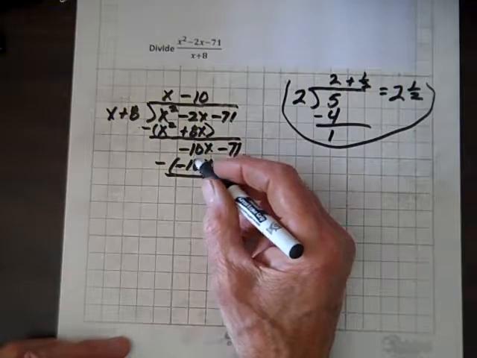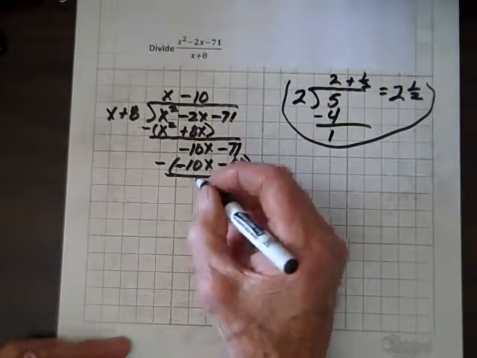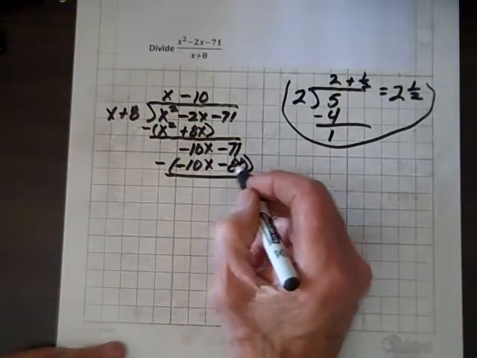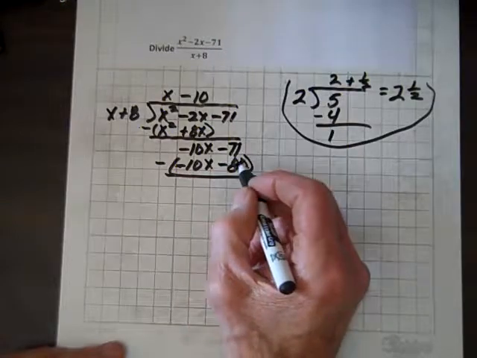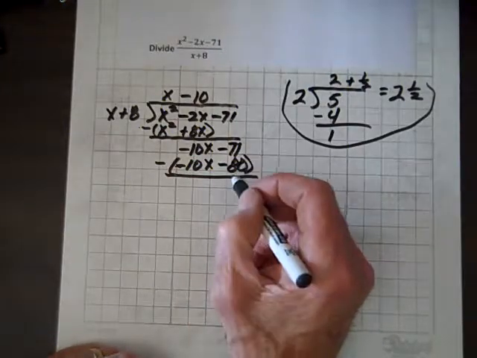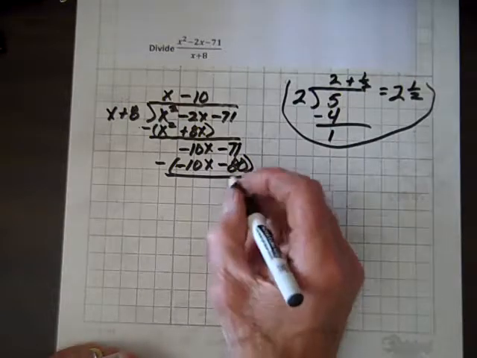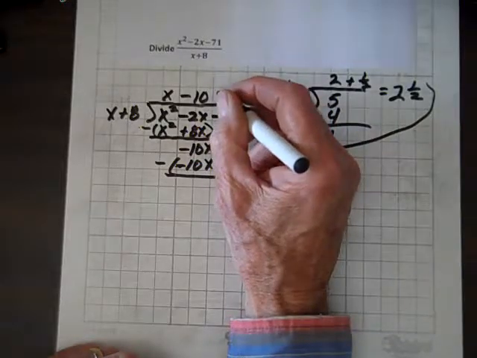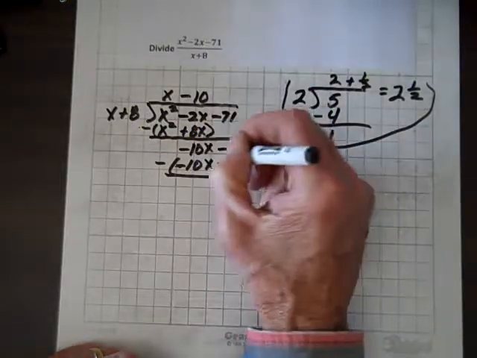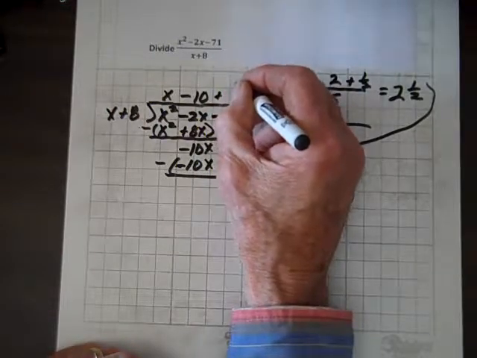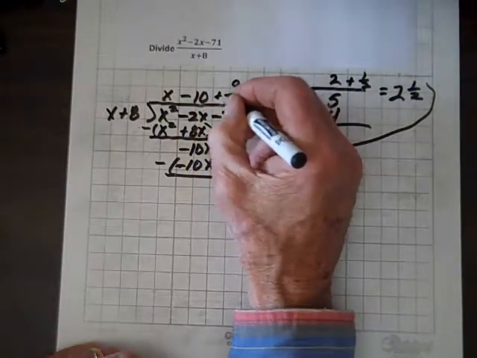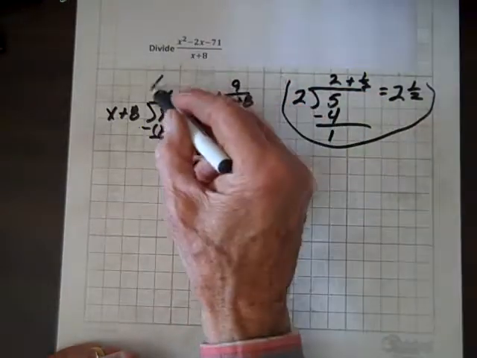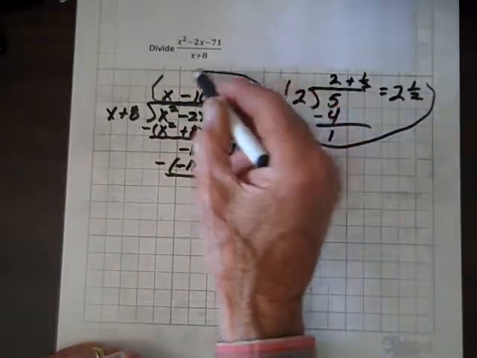So this becomes negative 10x plus 10x, because a negative times a negative is positive, and they add out. And this becomes negative 71 plus 80, because negative times a negative is a positive. And so what we get, 80 minus 71 is 9. So that's a positive 9, because this becomes a positive 80. So that's plus 9 over x plus 8. And we are done. That's it right there. Okay.